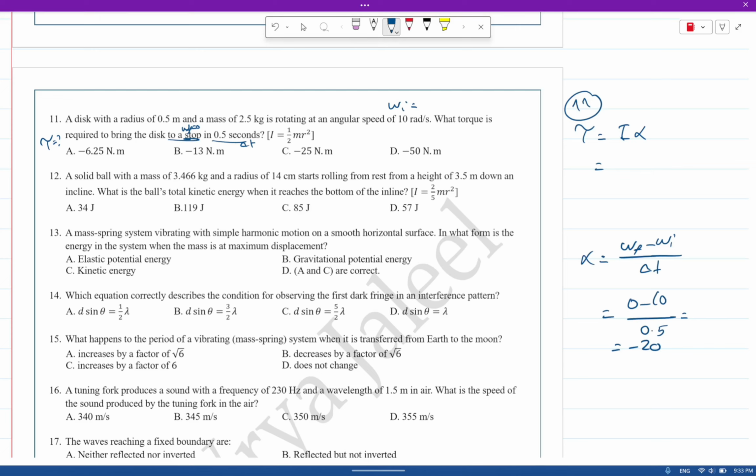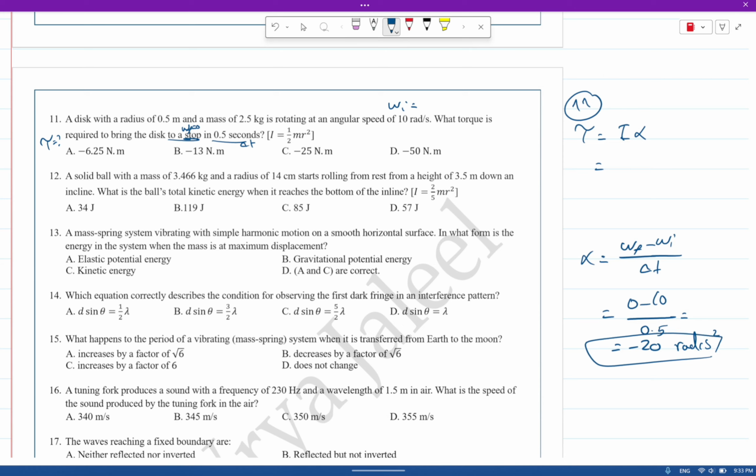You can use a calculator, by the way. If not, that is going to be negative 10 divided by 0.5. Multiply both up and down by 10. That would be negative 100 divided by 5. That is basically negative 20. 20 what? Radian per second squared. That is the angular acceleration.